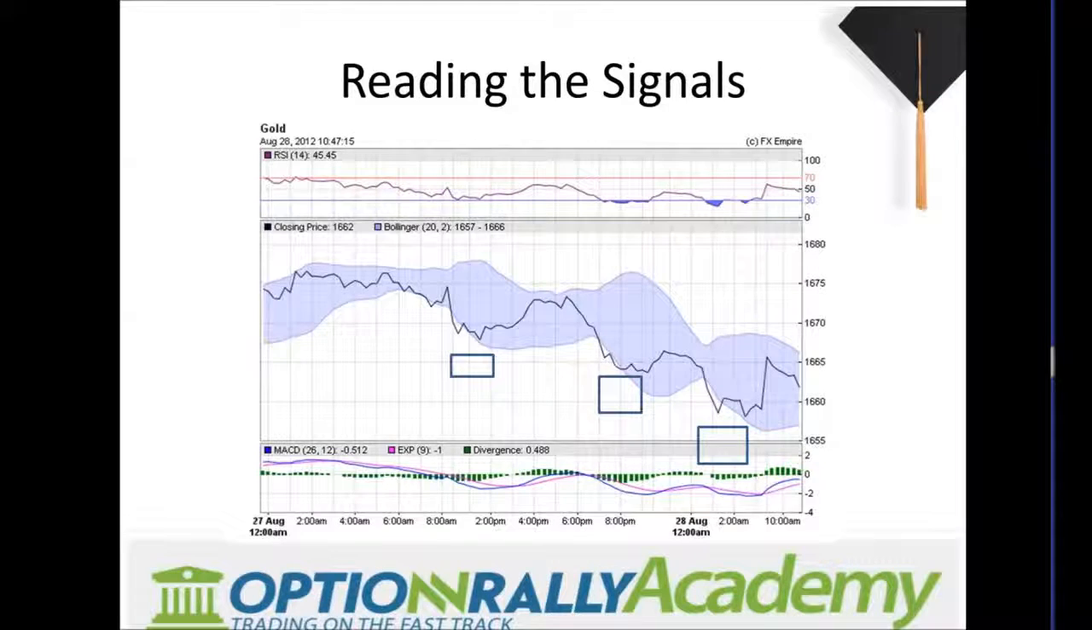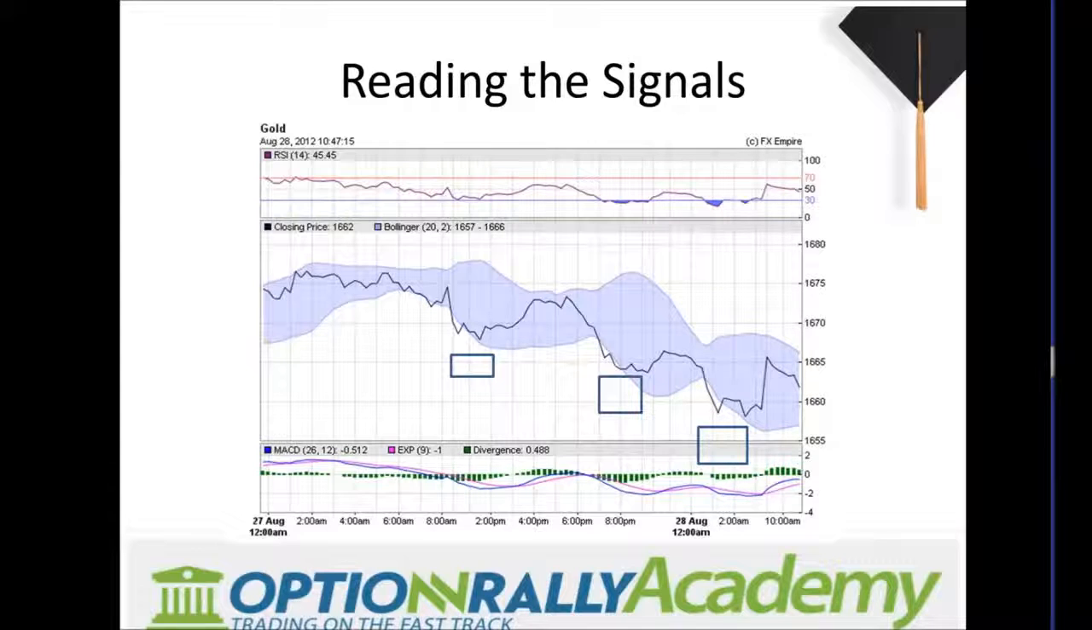Now, if you go read on the internet or go buy a book or download some things or watch a video on Bollinger Bands, they're going to go into all of these complex things about the range and the price movement and the breakouts and the break-ins and the tops. And none of that makes a difference to us in binary options.